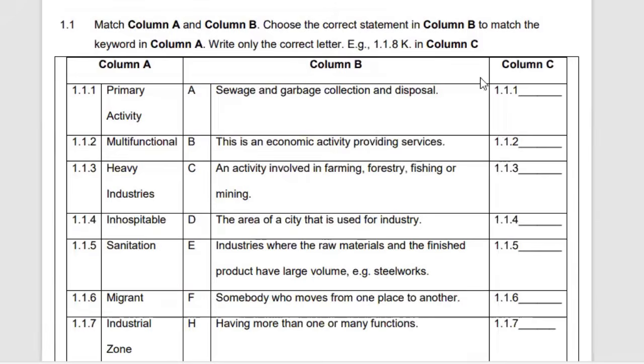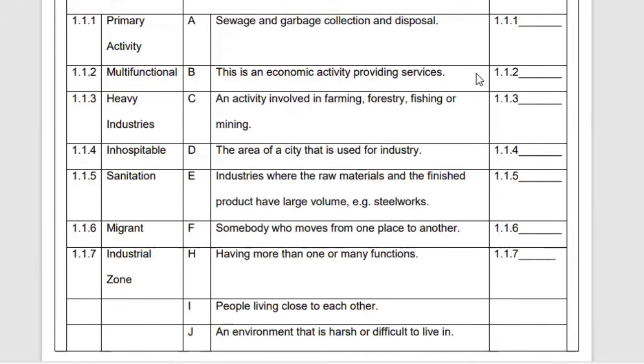We go through the first part, which says, match column A and column B. Choose the correct statement in column B to match the keyword in column A. Write only the correct letter. For example, 1.1.8 is K in column C. Right, so we are giving our responses in column C to match the description given in column B with an item in column A. Right, our first question is saying primary activity.